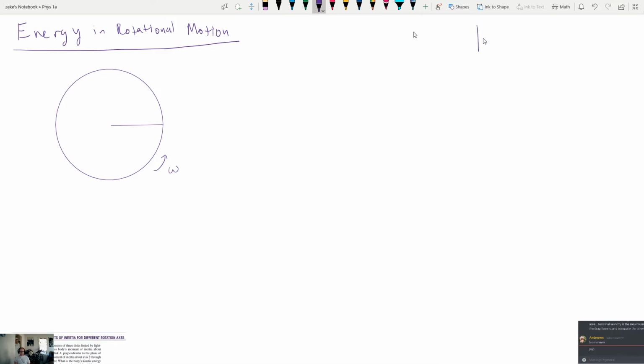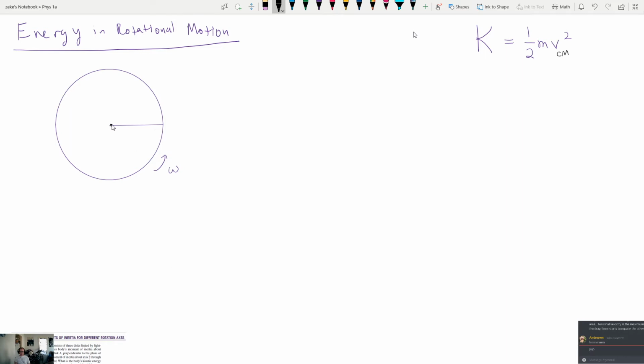Our definition of kinetic energy up till now has always been just 1/2 mass times velocity squared. But one thing that we kind of left out is that this velocity has to be linear velocity, and specifically, it has to be the velocity of the center of mass of the object. So I'll put v_CM right here.